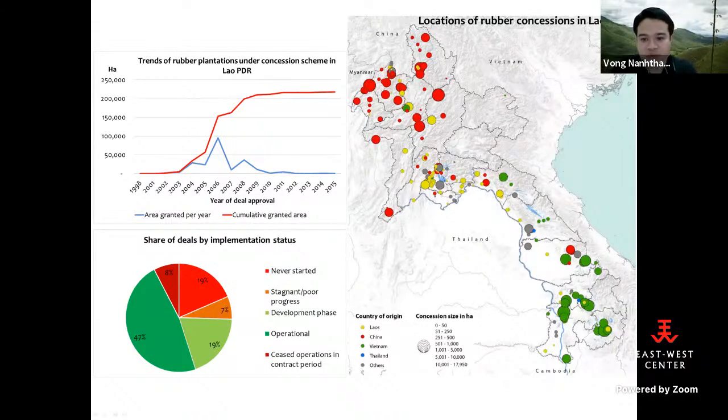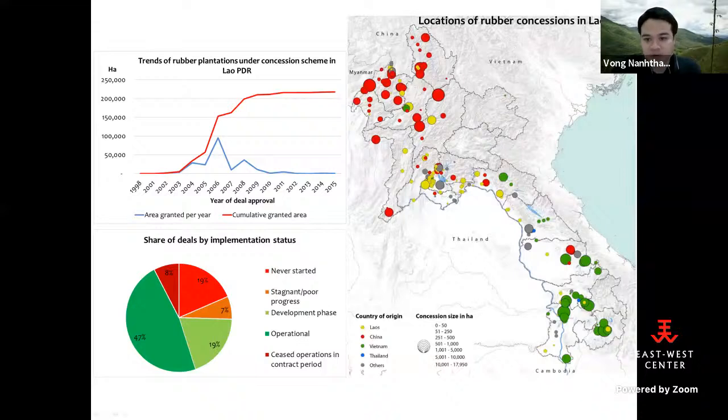Rubber is the most predominant commodity invested under land-based investments in agriculture by foreign and domestic investors in Laos, in terms of the number of deals and size. Up to 2017, more than 220,000 hectares were granted under land concession schemes, and rubber plantations account for about 37% of the total area granted for land-based investment for agricultural purposes. The significant expansion of rubber plantations under land-based investments by foreign and domestic investors started in 2002, 2003, as you can see in the upper right graph there.